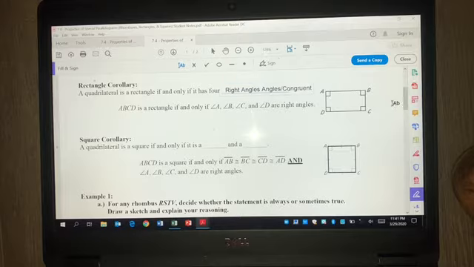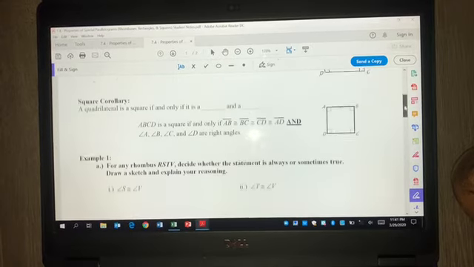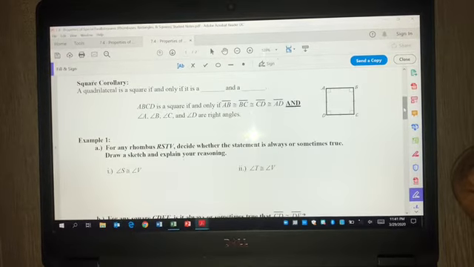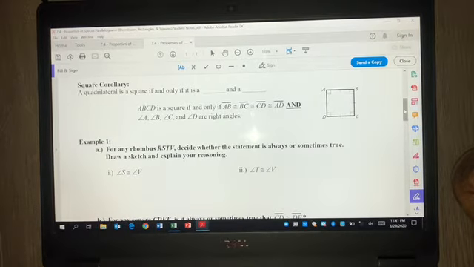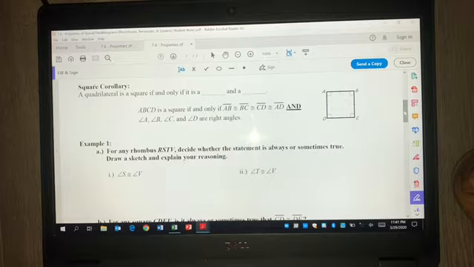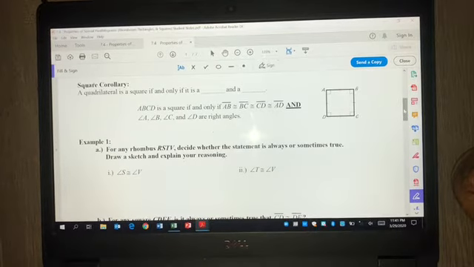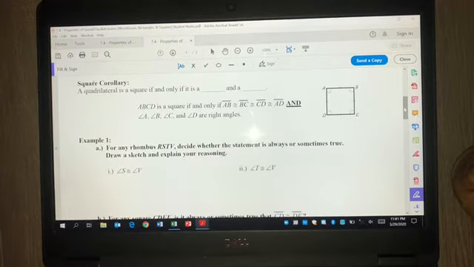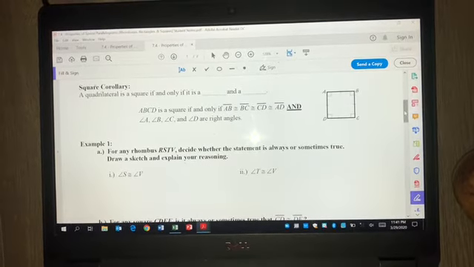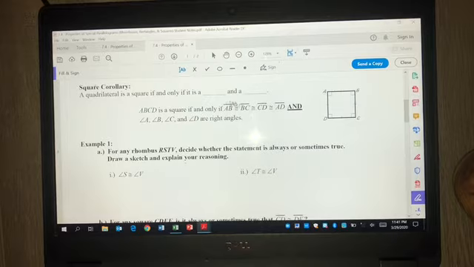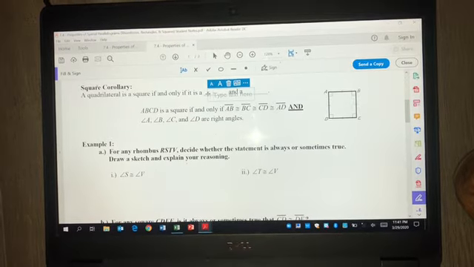So what makes a square? The analogy that I like to use is you have a rhombus and a rectangle. They get married and they make a square. The square has both the characteristics of a rhombus and a rectangle. So a quadrilateral is a square if and only if it is a rhombus and a rectangle. And so what are the key points to that?